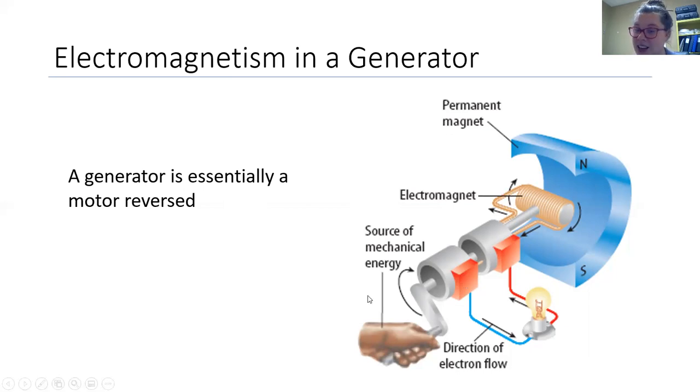So that's exactly what happens here, except instead we turn the magnet. So we turn this electromagnet inside of this larger magnetic field. Because that's causing the magnet to move, it generates electricity, and that's how a generator functions, a mechanical generator.